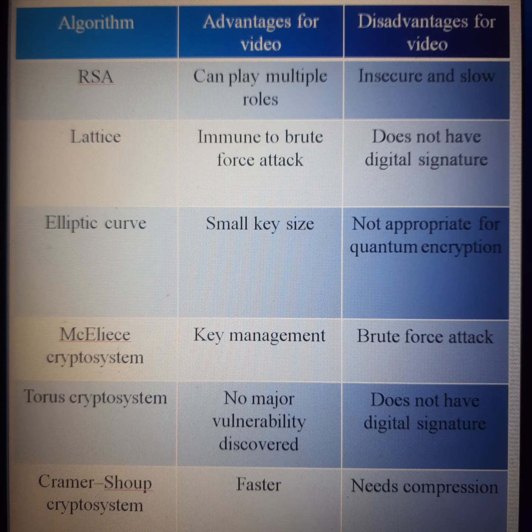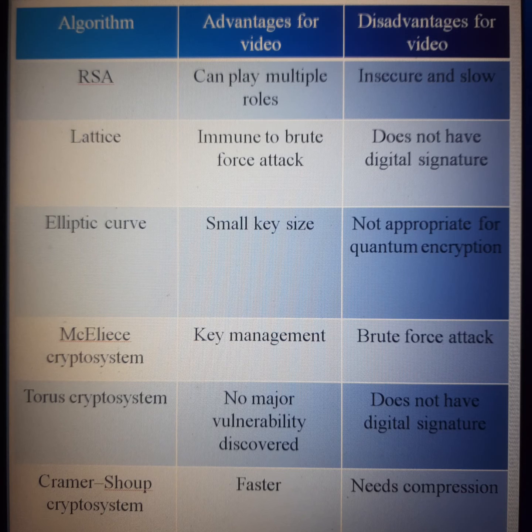The disadvantage of RSA was that it was insecure, it was slow, it was very old for video. It was invented in 1977. Lattice crypto system was immune to brute force attack, and the disadvantage was that it did not have digital signature. Elliptic curve cryptography had smaller key size, but it was not appropriate for quantum encryption because the hardware for quantum encryption was different. McEliece crypto system was very good at key management and key generation, and the disadvantage was that it was very insecure against brute force attack.